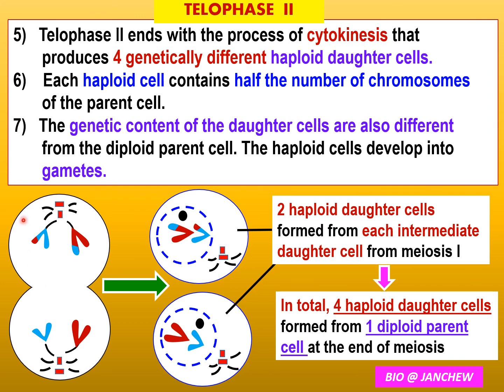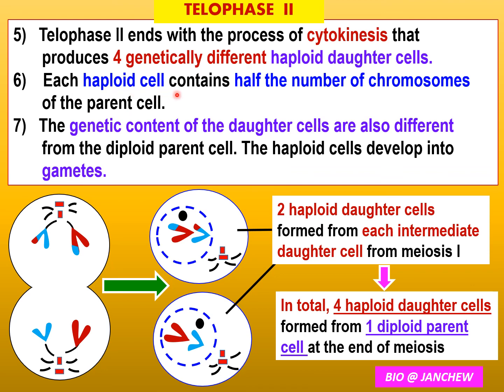So telophase II ends with the process of cytokinesis, the second cytoplasmic division, and it produces 4 genetically different haploid daughter cells. Okay, so for this intermediate daughter cell here, when cytokinesis occurs, it will form 2 haploid daughter cells, where there is only one copy of each type of chromosome. But there's one more daughter cell, which we did not show here, that divides to form 2 more haploid daughter cells. So that becomes 4 haploid daughter cells altogether, formed from one parent cell.